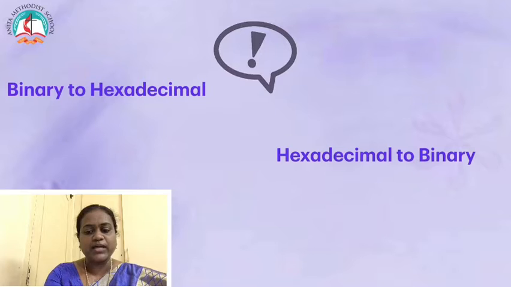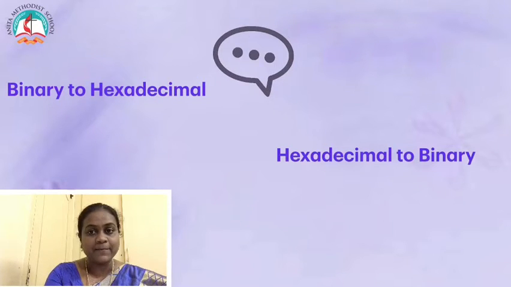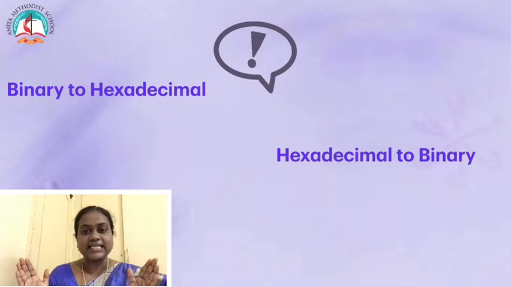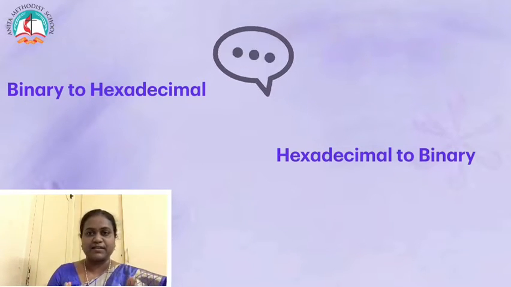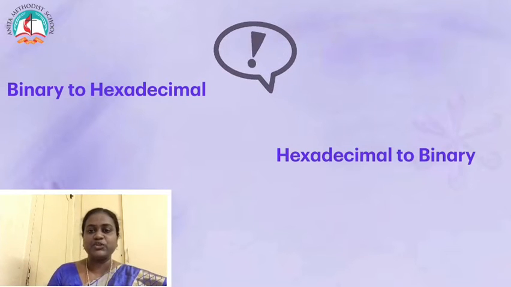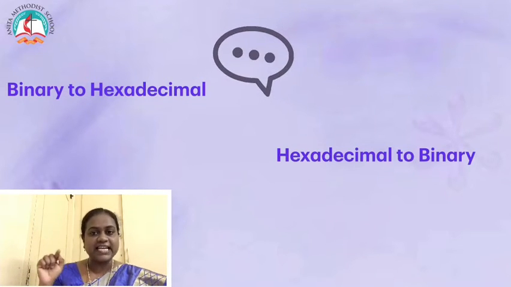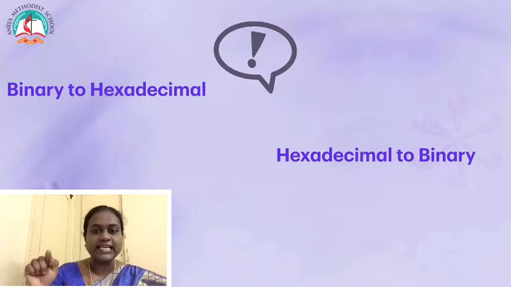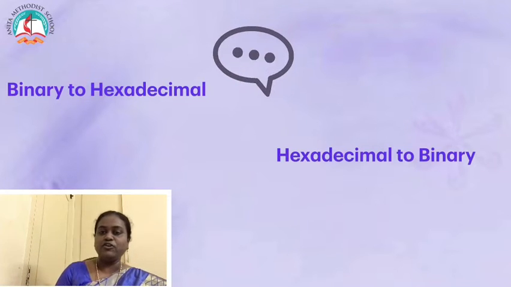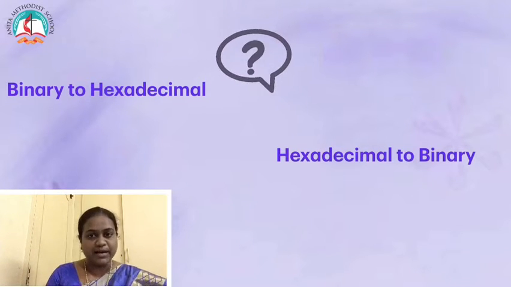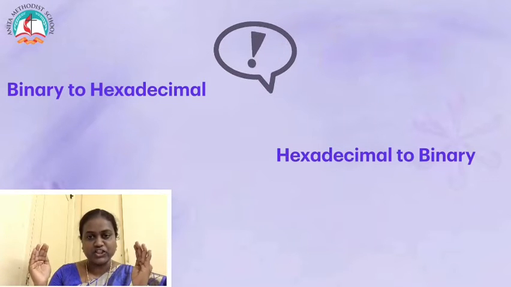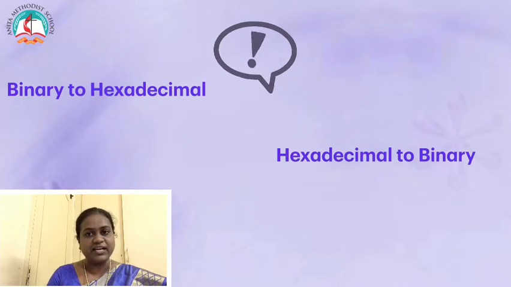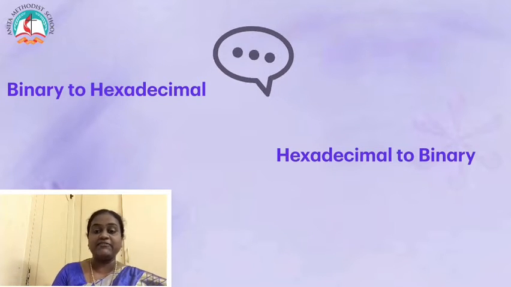Then how will I convert hexadecimal to binary? If a given hexadecimal, for example 26F, is my hexadecimal, I have to convert it into binary. For each hexadecimal value, for F I will write its equivalent binary value. For 6 I will write its equivalent binary value. For 2 I will write its equivalent binary value. Then I will join the 3 sets of binary numbers. This gives me the binary value for the given hexadecimal.